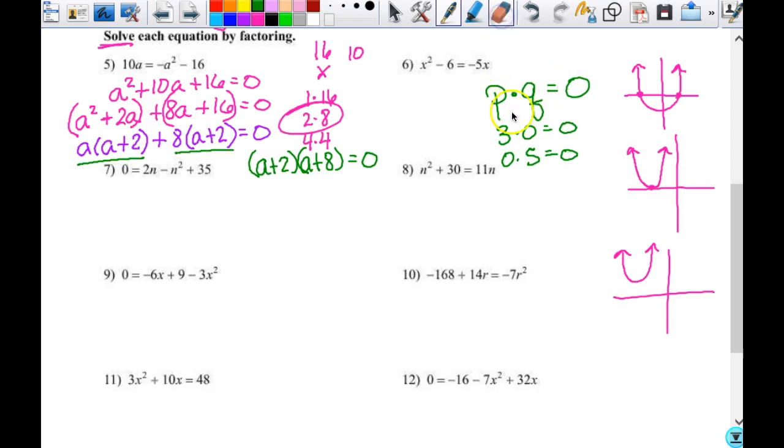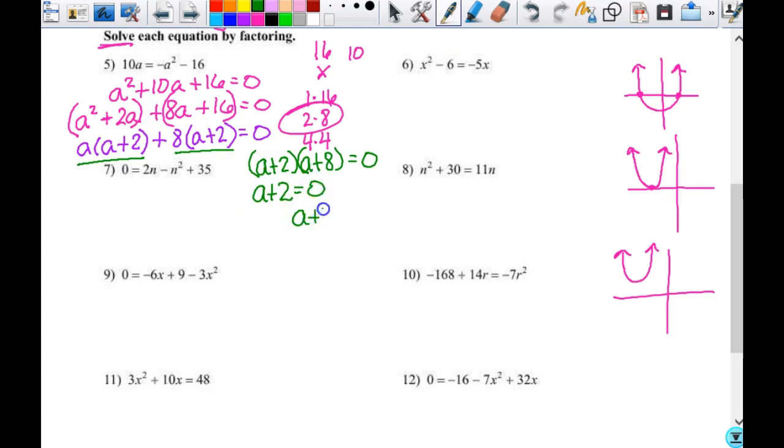All right, so that means that over here, same thing is happening. These two things multiply together to give me 0. I want to know when is it 0, right? It's not always 0, but that's 2 of the points on my parabola. So 2 things could happen. A plus 2 could equal 0, or a plus 8 could equal 0. So you set both of those little things equal to 0, and then you solve them. And here you get a equals negative 2, and a equals negative 8.